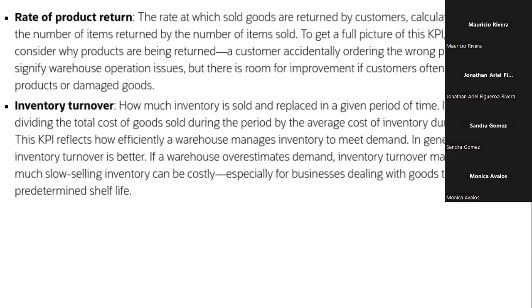The rate at which sold goods are returned by customers, calculated by dividing the number of items returned by the number of items sold. So that is the formula, okay? To get a full picture of this KPI, it's important to consider why products are being returned. That is the most important part. If you want to solve this problem, we need to understand why some products are being returned. A customer accidentally ordering the wrong product might not signify. What is signify?